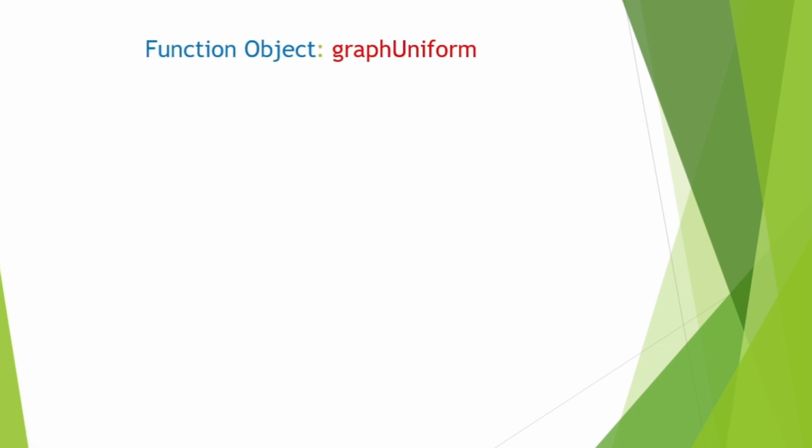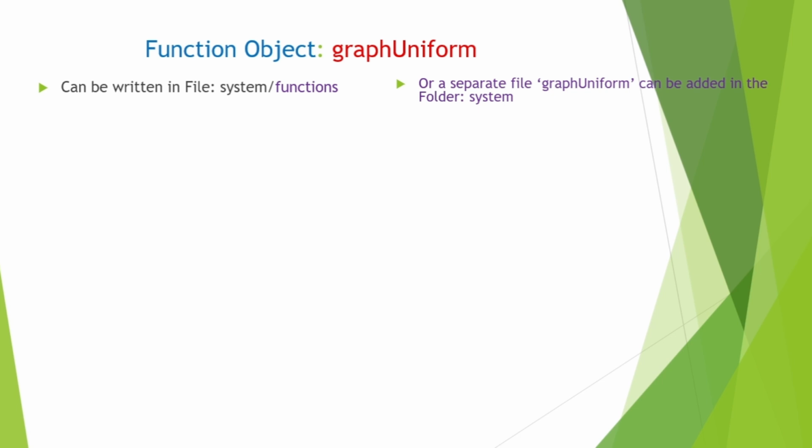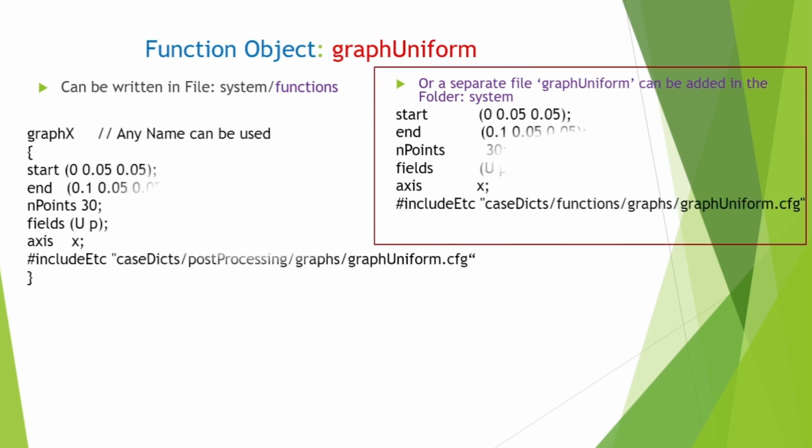Now let us add the function object for graphs or profile plots. The corresponding function object is graph uniform. The function objects can be added in a single file with the file name functions, or they can be added as separate files. The function object name should be used as the file name. If the function object is added in the file functions, then the block is written this way. We have graph, any name can be given here.